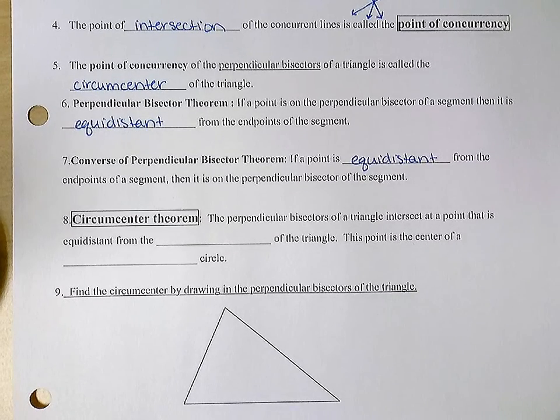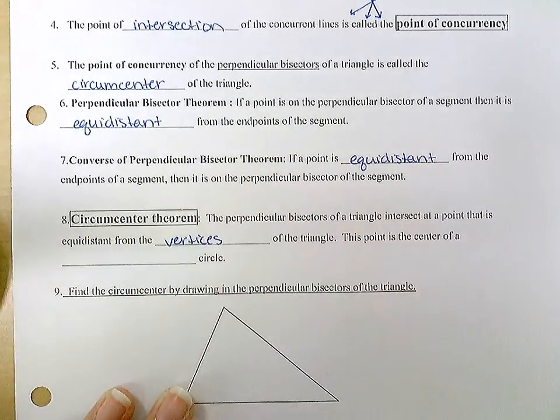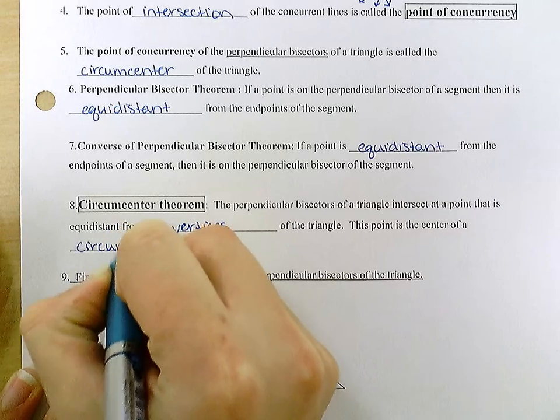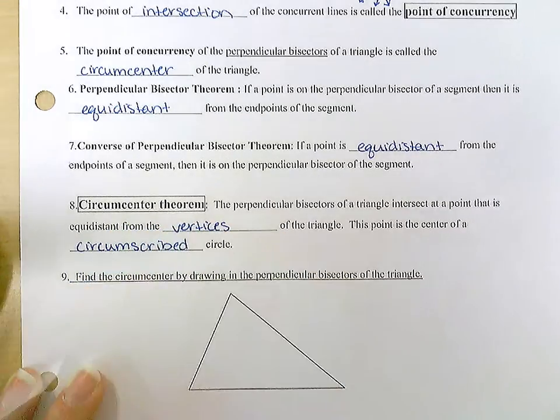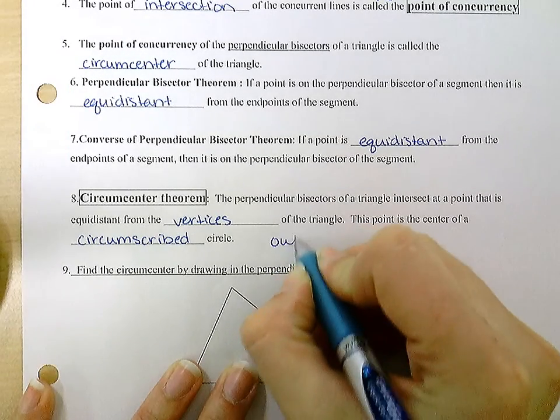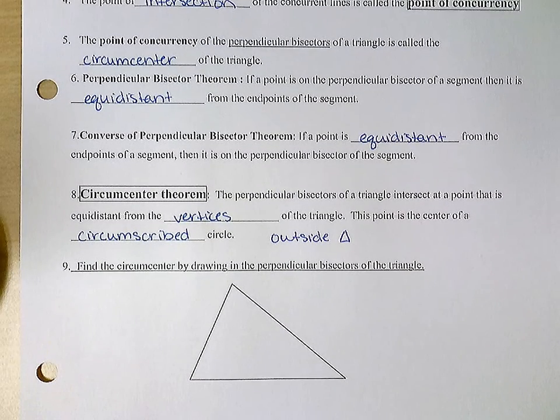So we have a circumcenter theorem as well. The perpendicular bisectors of a triangle intersect at a point that is equidistant from the vertices. Vertices are the angles of your triangle. So they're equidistant from the vertices. This point is the center of a circumscribed circle. That circle is on the outside of your triangle.